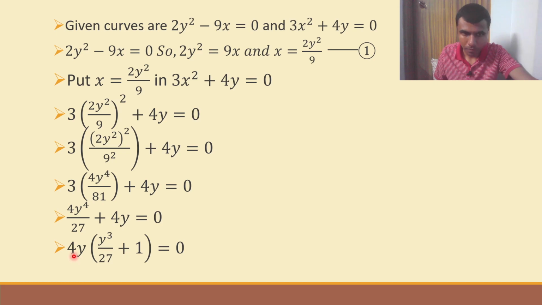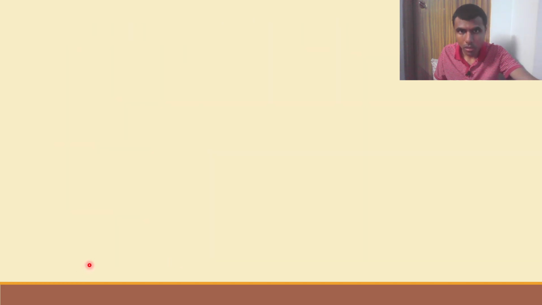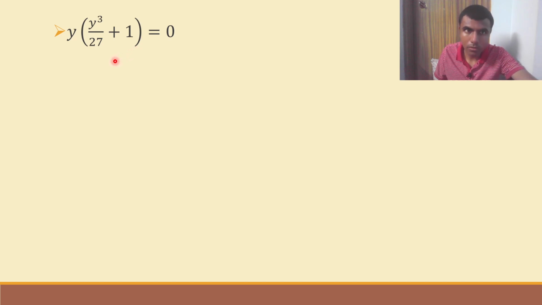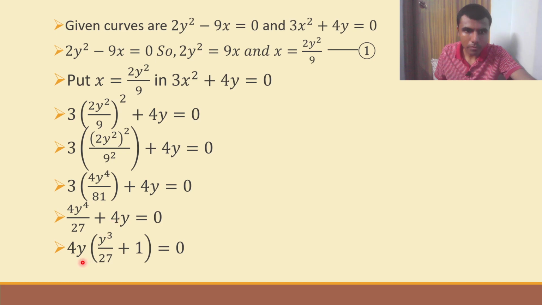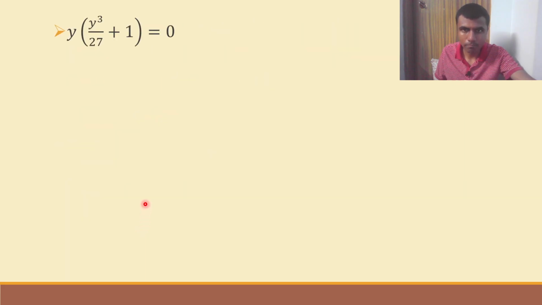Now next, this 4 send it to the RHS. So 0 by 4 will be 0. So what I get is y into y cube by 27 plus 1 equal to 0. Fine. See, once again I'm telling, 4 you send it to the RHS, 0 by 4 is 0. So y into y cube by 27 plus 1 equal to 0. Fine. Now see, there are two possibilities.